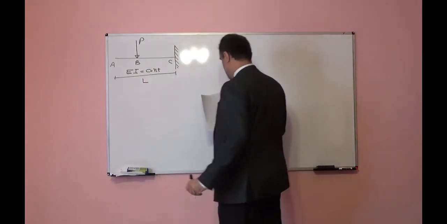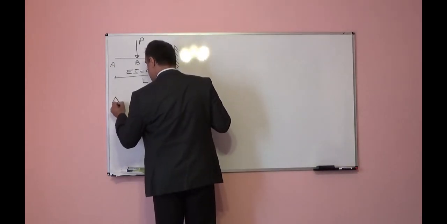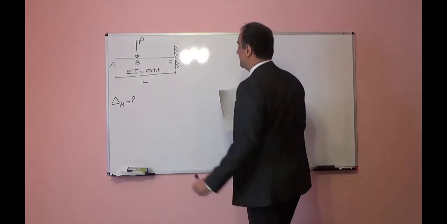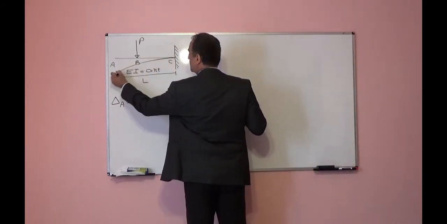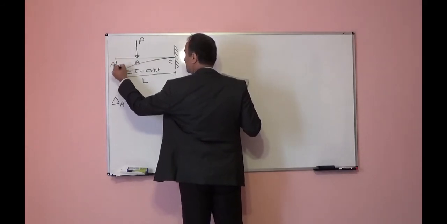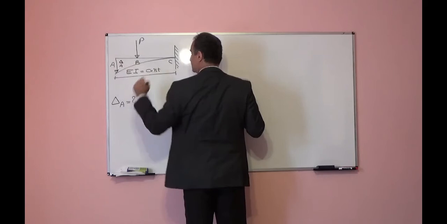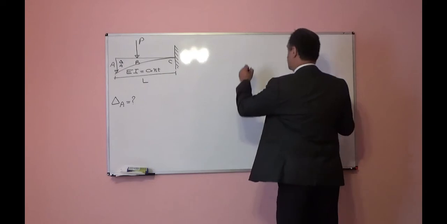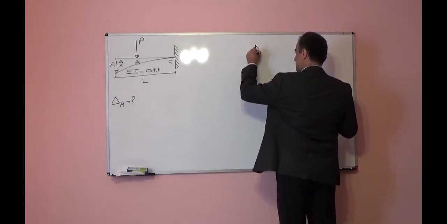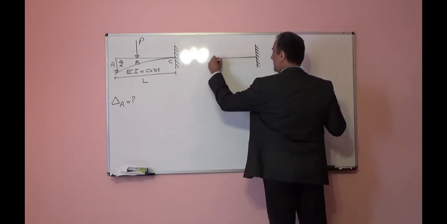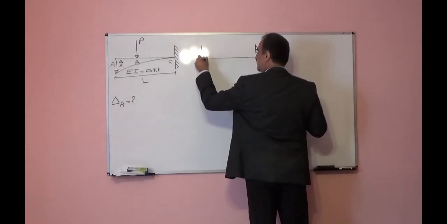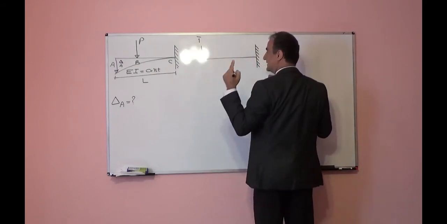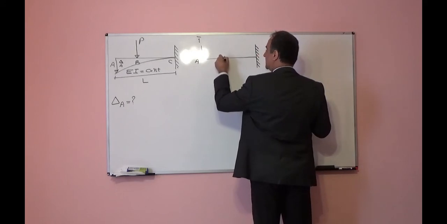We want to find deflection at point A. You know this beam will deform and we will have maximum deflection at point A. We want to find that using virtual work method. First step, because we want to find deflection at point A, I will apply unit load at point A. So this is unit load, magnitude is 1 at point A.